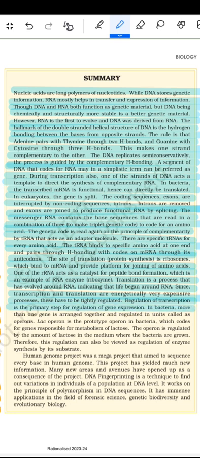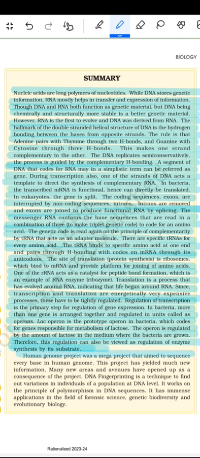In bacteria, more than one gene is arranged together and regulated in units called operons. The lac operon is the prototype operon in bacteria, which codes for the genes responsible for the metabolism of lactose. The operon is regulated by the amount of lactose in the medium where the bacteria are grown. Therefore, this regulation can also be viewed as the regulation of enzyme synthesis by the substrate.